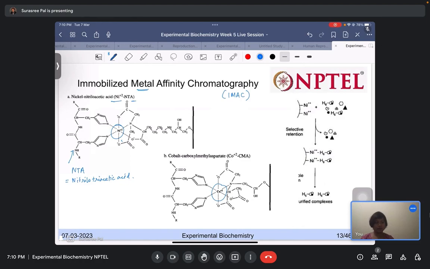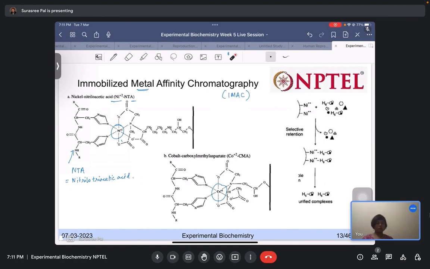This is actually NTA, nitrilotriacetic acid. And the importance of this kind of resin is that it has a metal ion associated with it, which is nickel or cobalt, which can form a coordination complex. So how does that form?